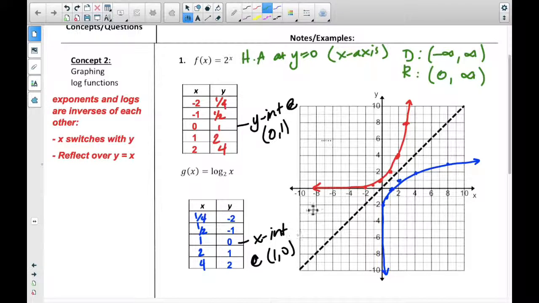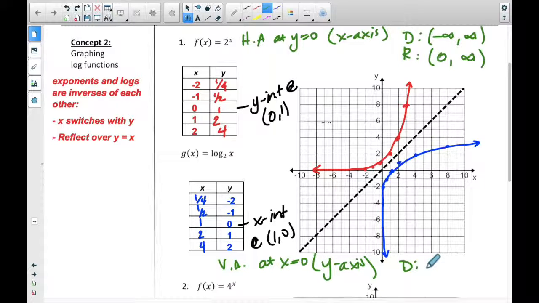And so if we take that same information and flip it for my log, where the first one had a horizontal asymptote at y equals 0, this one's going to have a vertical asymptote at x equals 0.